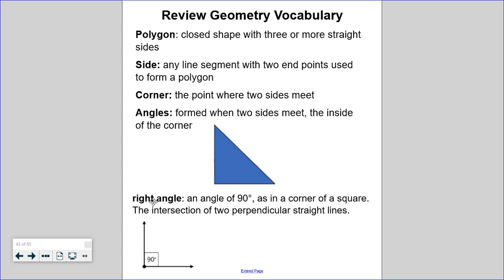And our focus today is on right angles. So what is a right angle? A right angle is an angle of 90 degrees, like the corner of a square. Or, and this word you don't have to remember, but it's a fun one to say, the intersection of 2 perpendicular straight lines. When lines are perpendicular, they form a right angle. So here is a right angle. Whenever you see an angle with this square symbol, that symbol is telling you that it is a right angle. And a lot of times I'll refer to it as a square angle because it makes a perfect square.